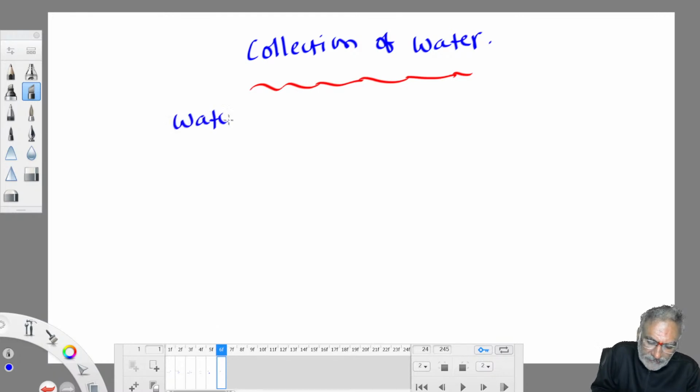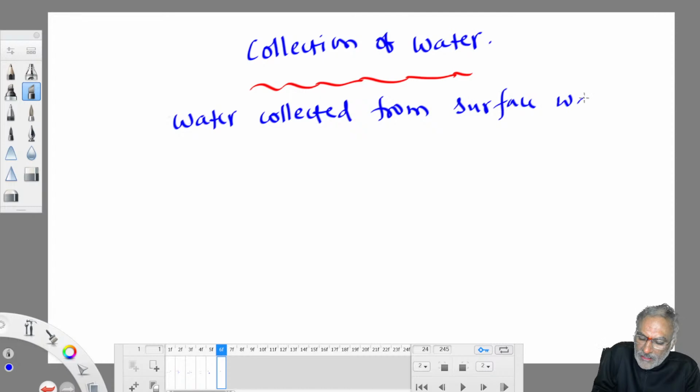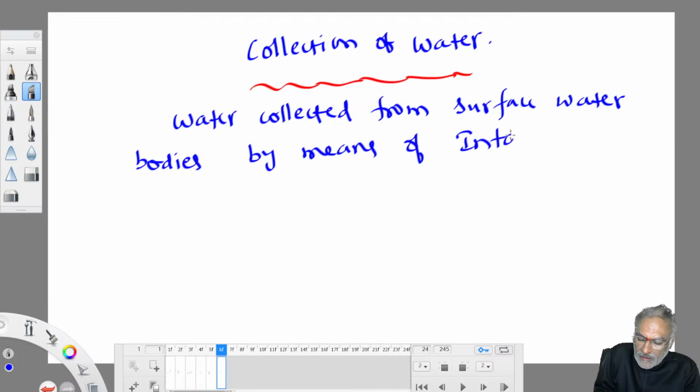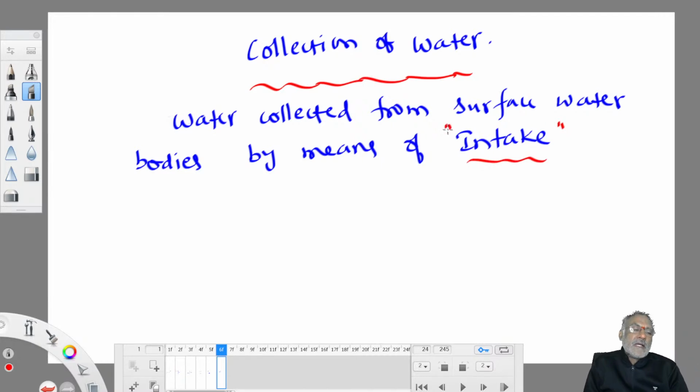So water is collected from surface water bodies by means of intakes. At least the definition, you are supposed to know what an intake is. In IAS exams they ask what the points to be considered are to locate an intake for collecting water from a source. Okay, so intake is a structure constructed at surface water bodies.